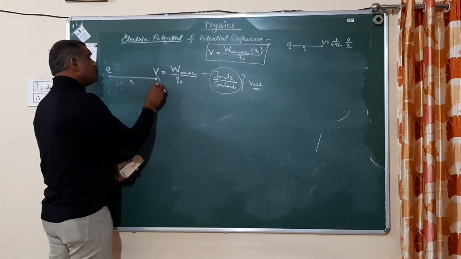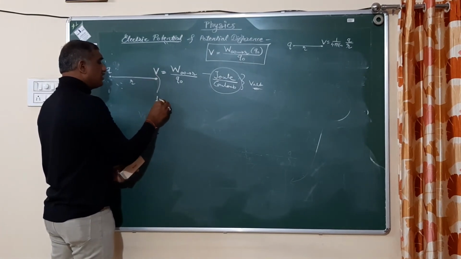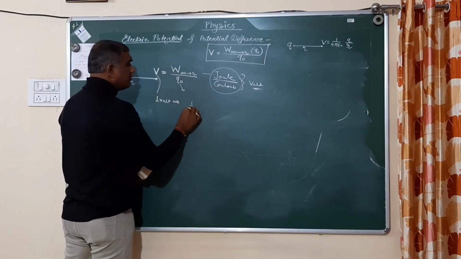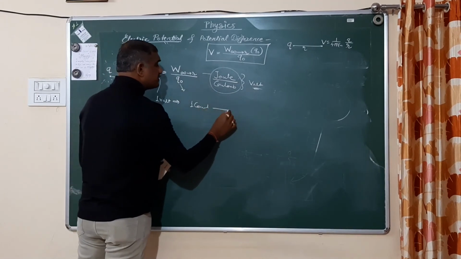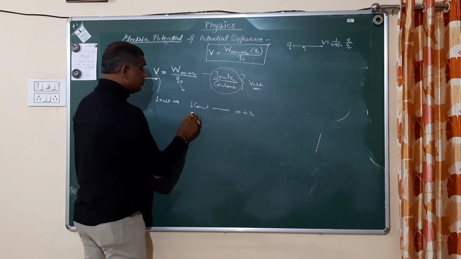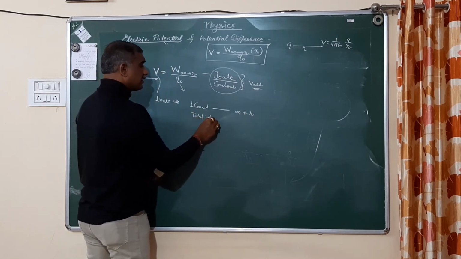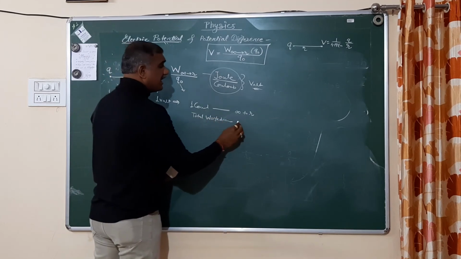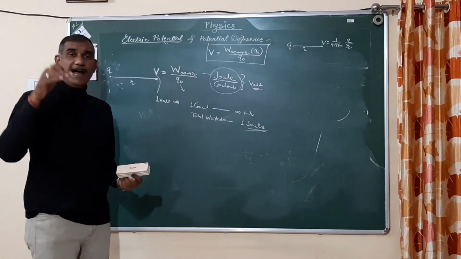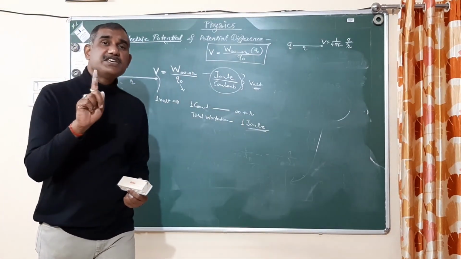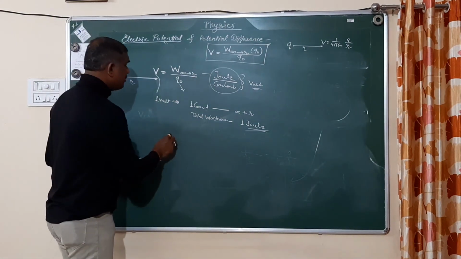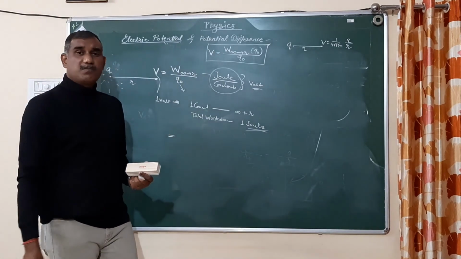Now if the potential in an electric field is 1 volt, what does that mean? The definition of 1 volt is: if 1 coulomb charge is displaced from infinity to the position and the total work done by an external agency is exactly equal to 1 joule, then you can say that at that point the electric potential is 1 volt or 1 joule per coulomb. This way we have studied the electric potential, and then the potential difference.